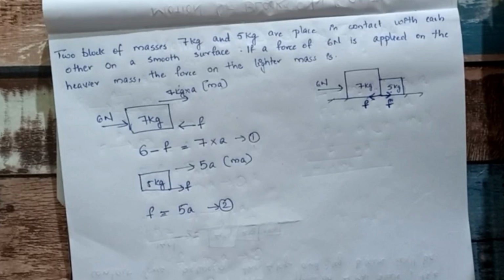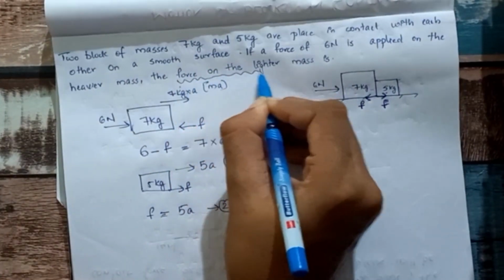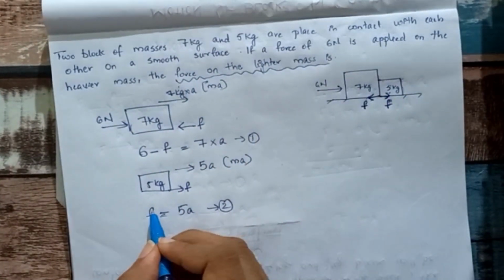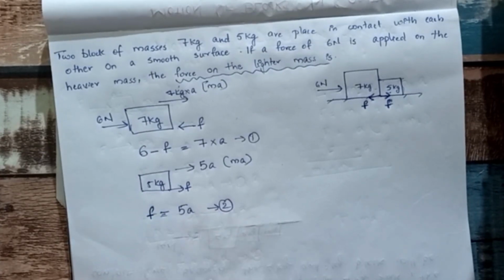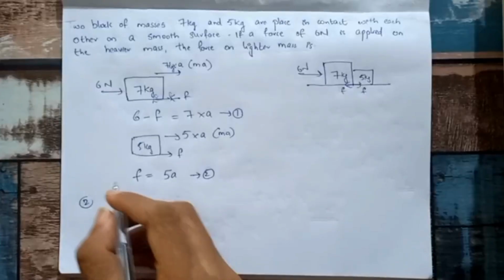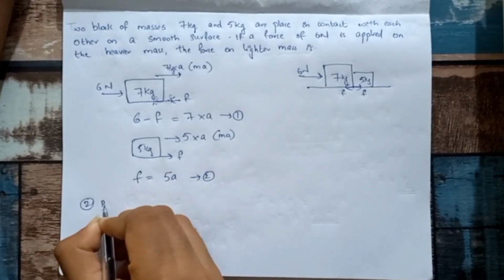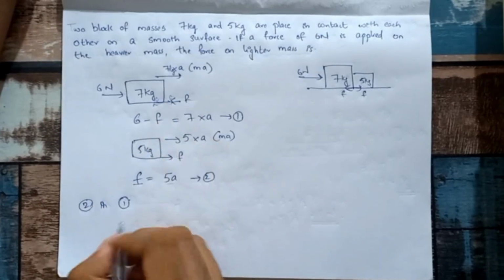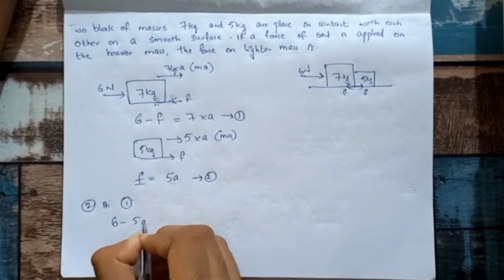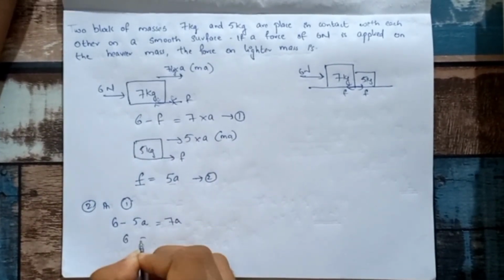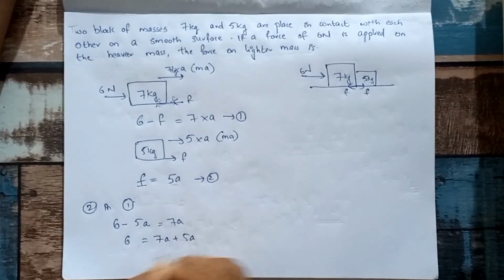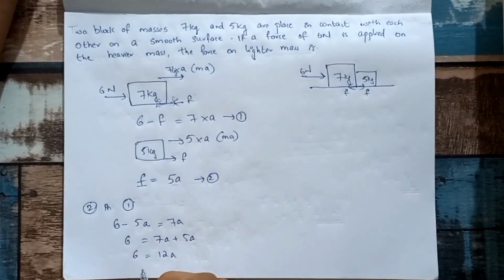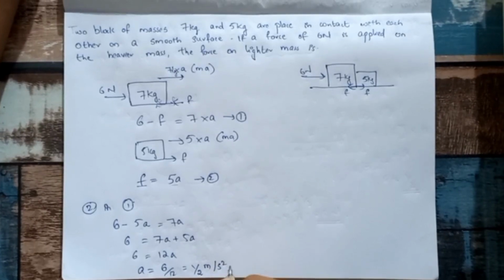And what is our question? We need to find the force on the lighter mass. That is, we need to find this small f. So let's put it together. Equation 2 is being substituted in equation 1. So I gave this f as 5a over here. So 6 minus 5a is equal to 7a. 6 is equal to 7a plus 5a. 6 is equal to 12a. And acceleration is equal to 6 by 12, which is equal to 1 by 2 meter per second square.